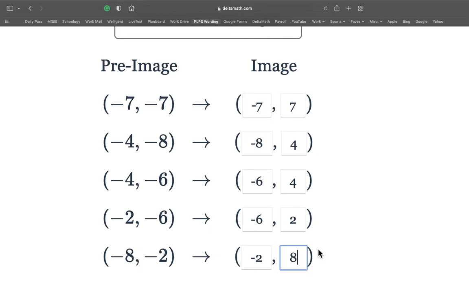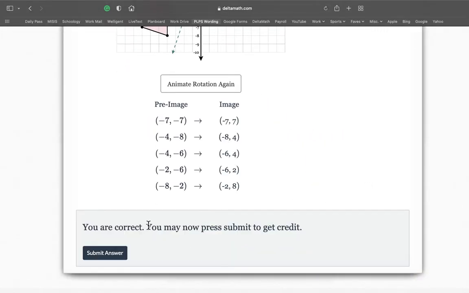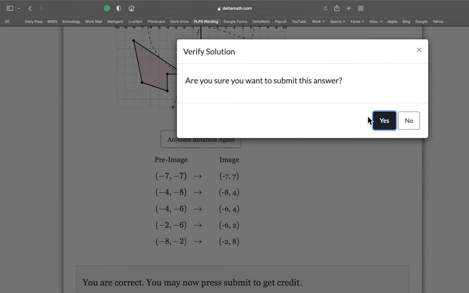Right? So, what is happening? How can we describe it? Well, if you notice, the y, the second number, becomes the x. Look at that. Right? The y becomes the x, and it doesn't change. And then the x becomes the y, but it becomes the opposite. Negative 7 became positive 7. Negative 4 became positive 4. Look at that. All right, let's try it out. Let's see if our guess is perfect. You are correct. Submit. Are you sure you want to?